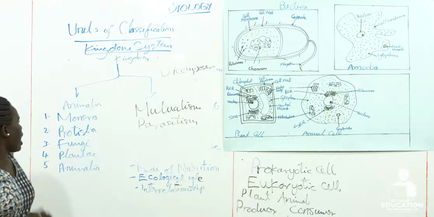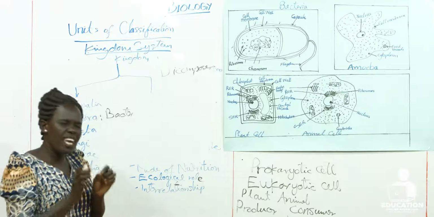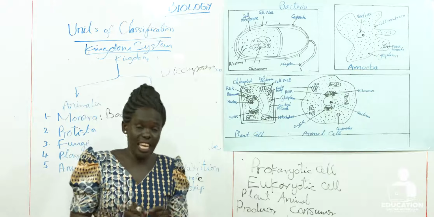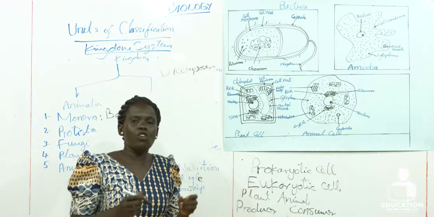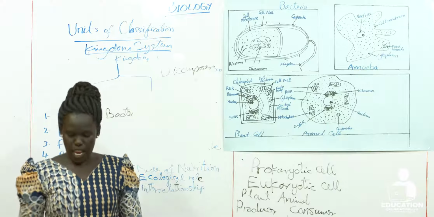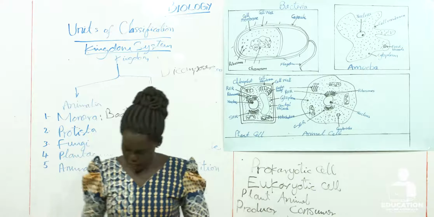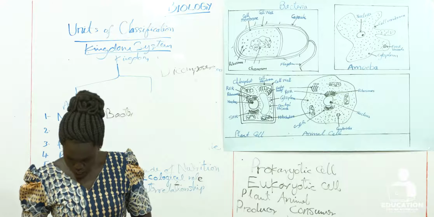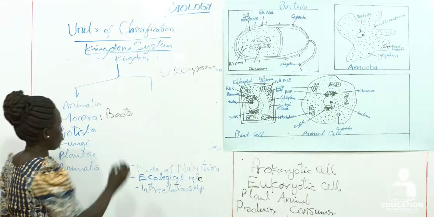This one includes bacteria. And this bacteria is characterized by what? Being microscopic. That means it's very tiny, cannot be seen by the naked eye unless we use a microscope. That's why it's said to be microscopic. And it is also heterotrophic. That means it cannot make its own food. It depends on other animals for their feeding. And the type of reproduction is called asexual reproduction.